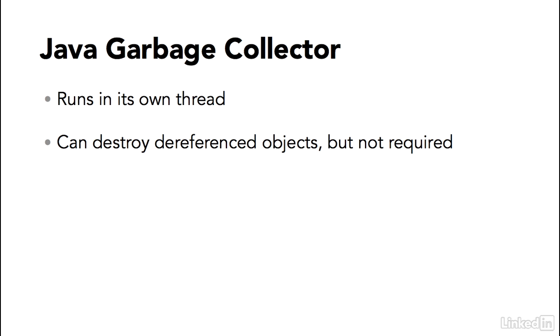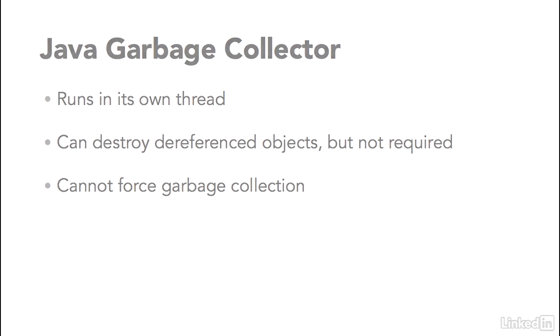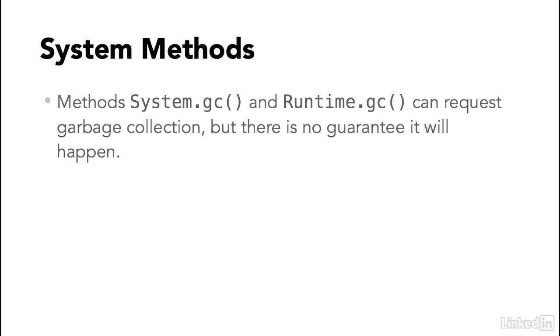It runs on its own, and you as the programmer can't do much to affect how it works. For example, you can't force garbage collection. You can't say, I want you to remove this particular object from memory. The most you can do is run methods that request garbage collection, but there's no guarantee it will happen, and there's no guarantee that any particular object will be destroyed.